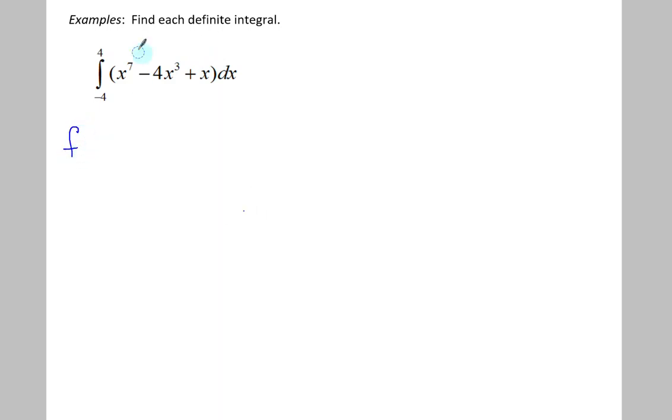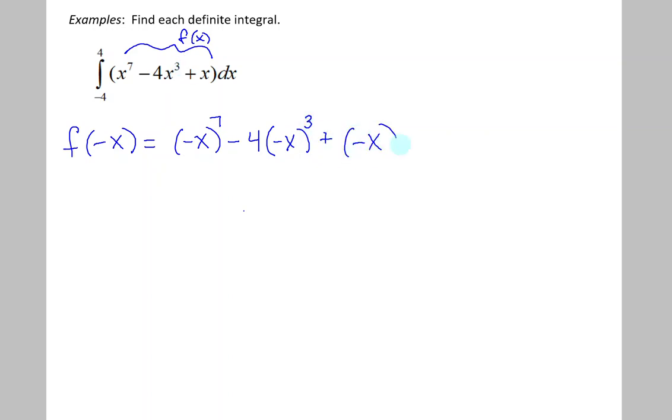I'm going to take the function, I'm calling this function f of x, and plug in a negative x. So that means negative x instead of x to the 7th minus 4 times negative x instead of x to the 3rd plus negative x. Now when I raise a negative number to an odd power, it leaves it a negative number. And here I have the same thing, so that makes plus 4x cubed and then minus x.